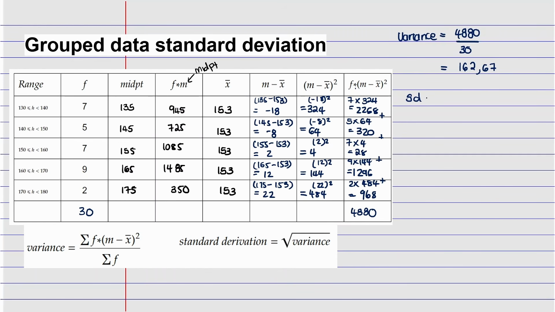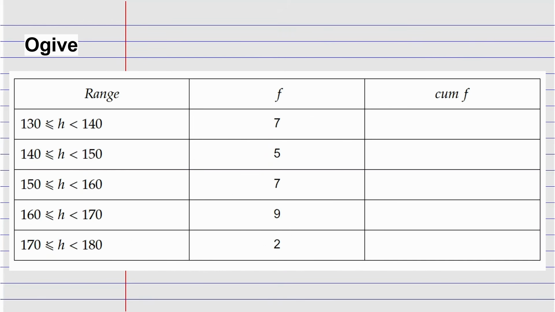So standard deviation is going to be the square root of this. So it's going to be the square root of that. So your answer is going to be equal to 12.75. So that's how you will find variance and standard deviation of grouped data. Now we're going to move to Ogive, right? We're going to basically do the table for Ogive, then we're going to sketch the graph, and I'm going to tell you how to sketch the graph.